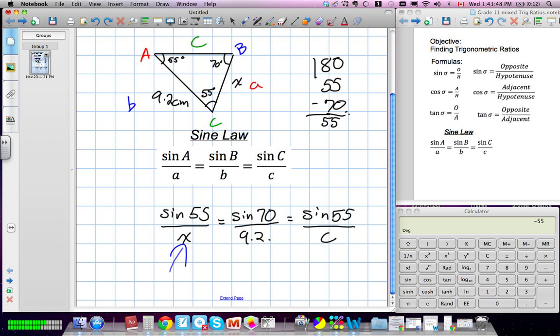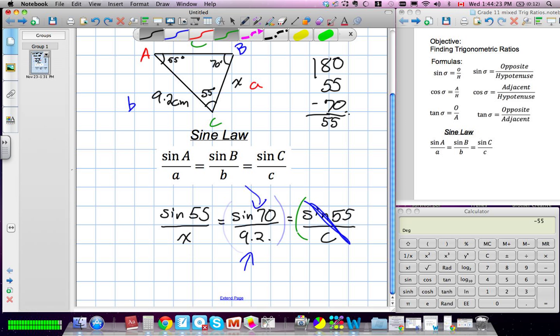Now we have to pair it up with a ratio that has all of the information in it. So, if we look at C, we have sine 55 and c. I don't have all the information. I'm missing the side. But with our B side, we have the angle and we have the side. So, I can drop this part of the ratio. It's irrelevant for us solving it. It won't help us out. So our new ratio is going to set up like this.